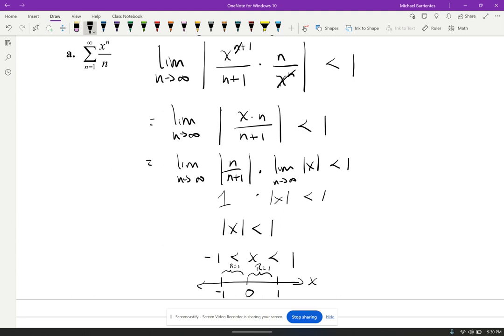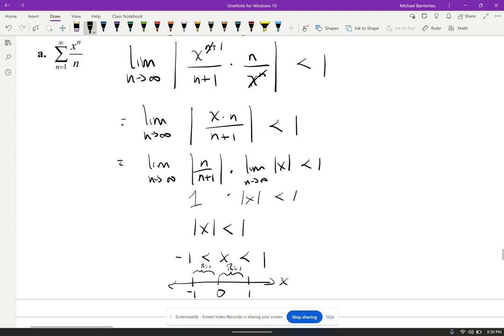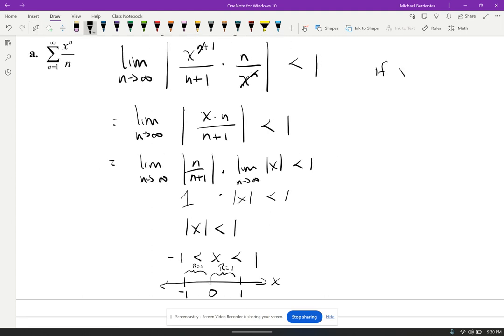What happens at the endpoints? We have to check individually. So we come over here and we say, well, what if x equals negative 1? Then I have this negative 1 to the n over n. I have this series to check. And then what if x is equal to positive 1? Well, then I have this series to check.